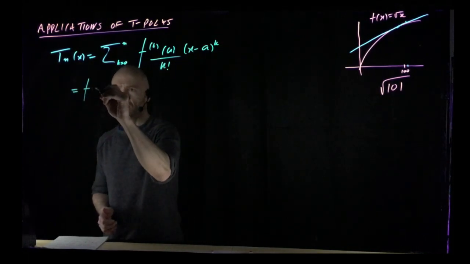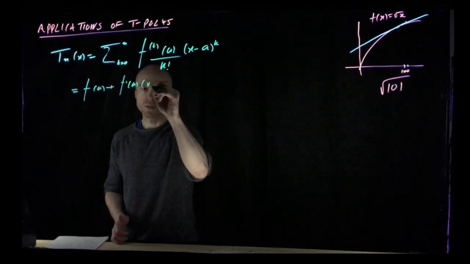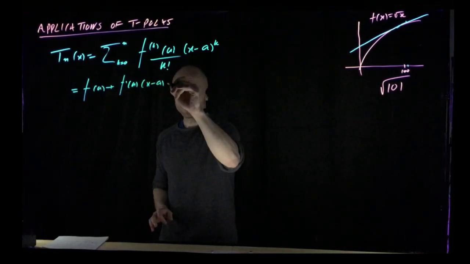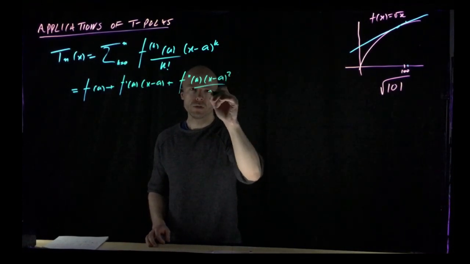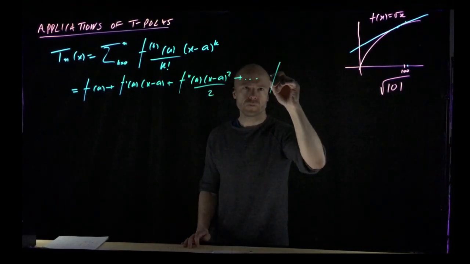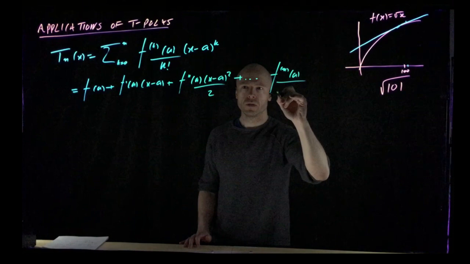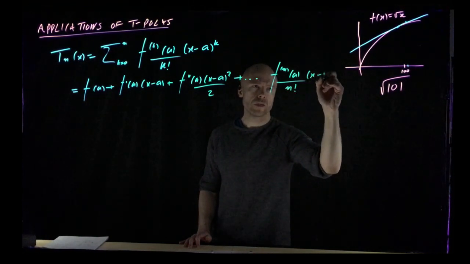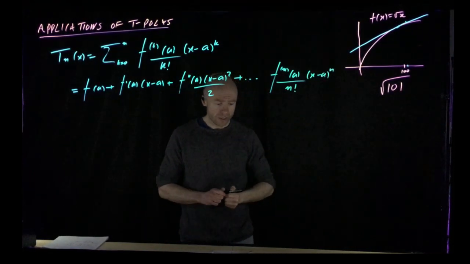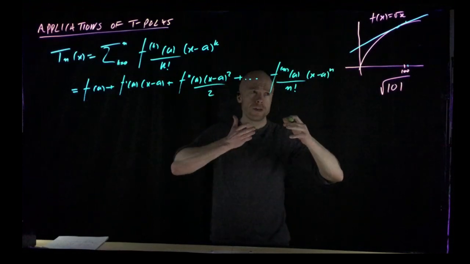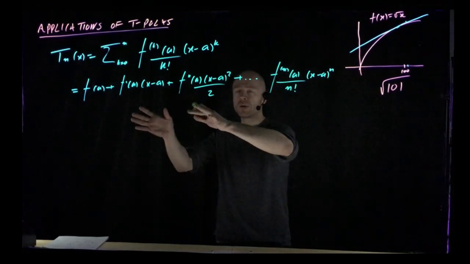So if we do the first terms, f of a plus f prime of a times x minus a, this is the tangent line, and then we get these other terms, second derivative at a times x minus a squared over 2, plus dot, dot, dot, final term, nth derivative at a over n factorial times x minus a to the n. Okay, so it's an nth order polynomial. And what's the advantage of this? The advantage is that we don't have to make the interval very, very small to make the approximation good. We have another way, which is simply to take more and more terms.